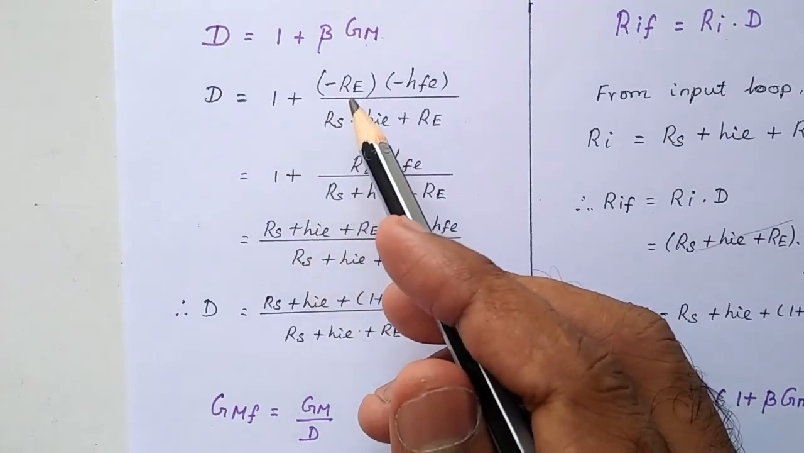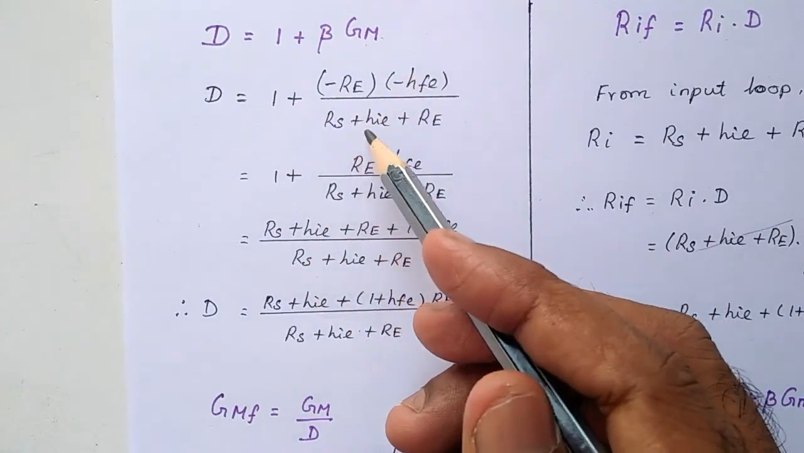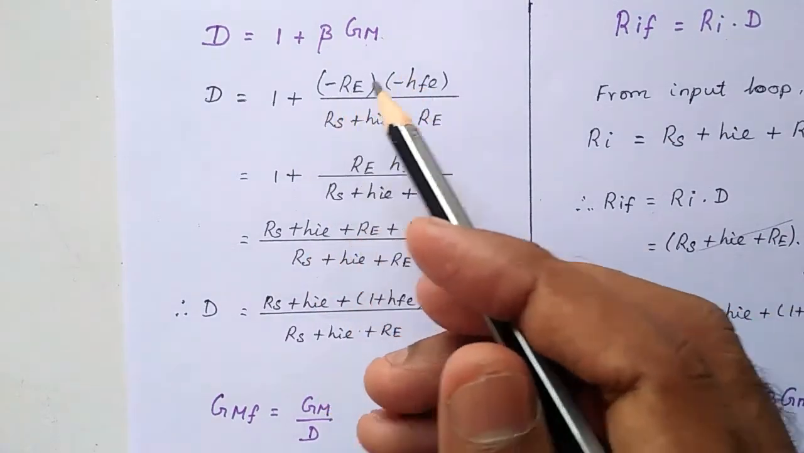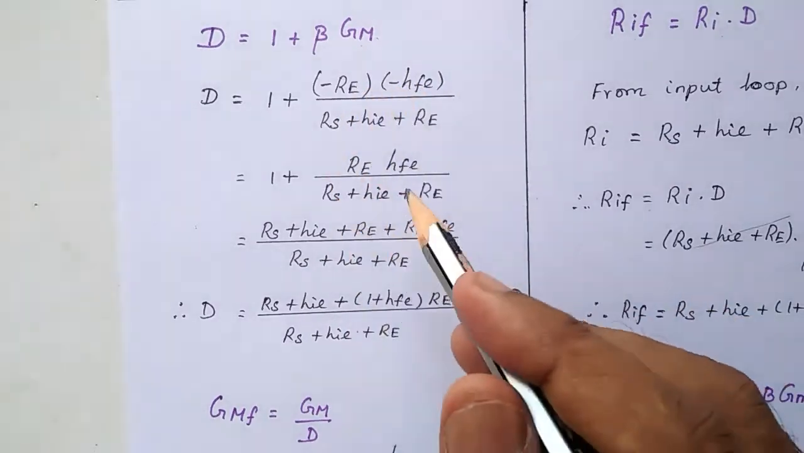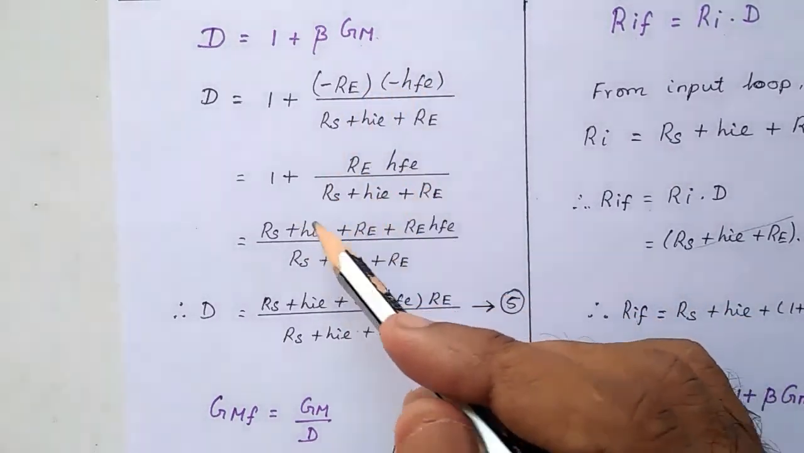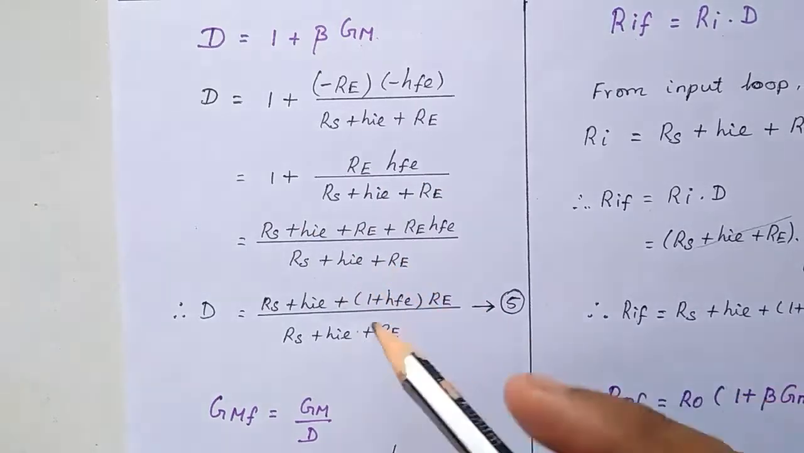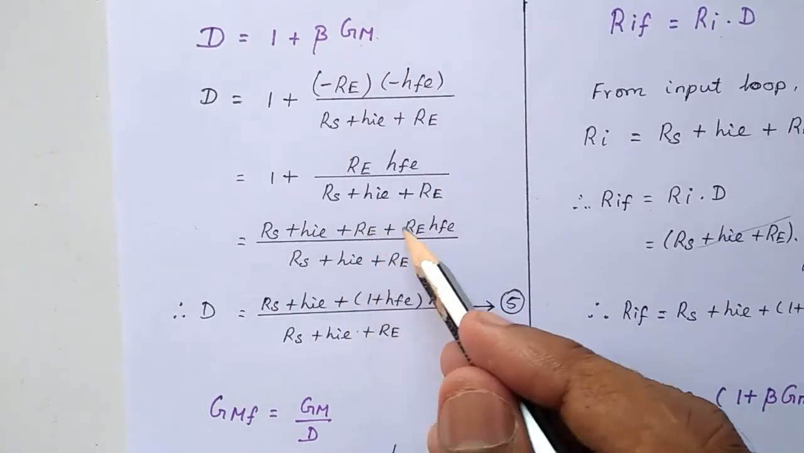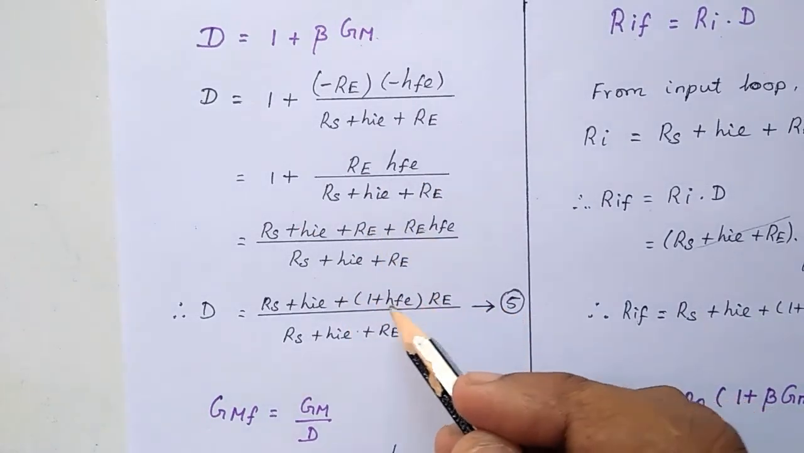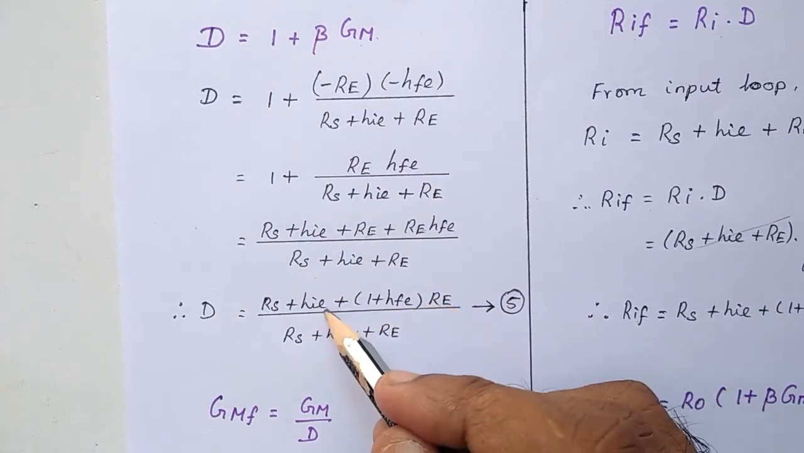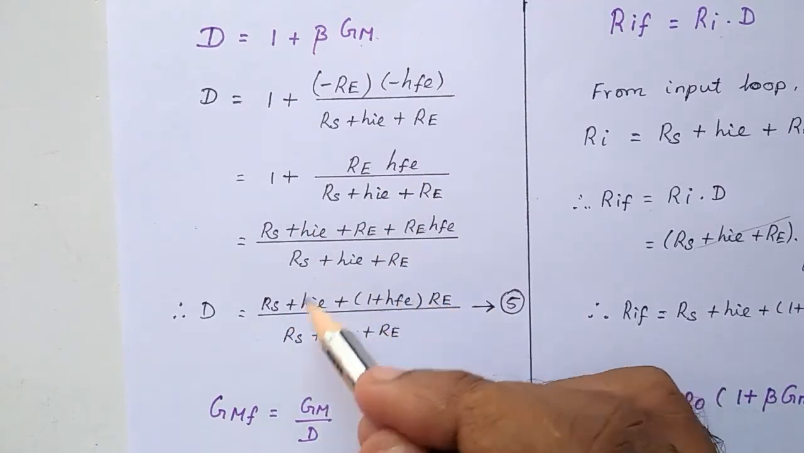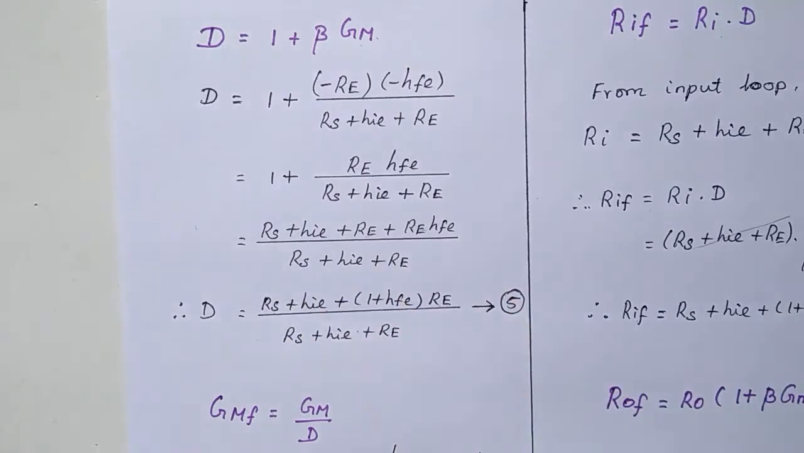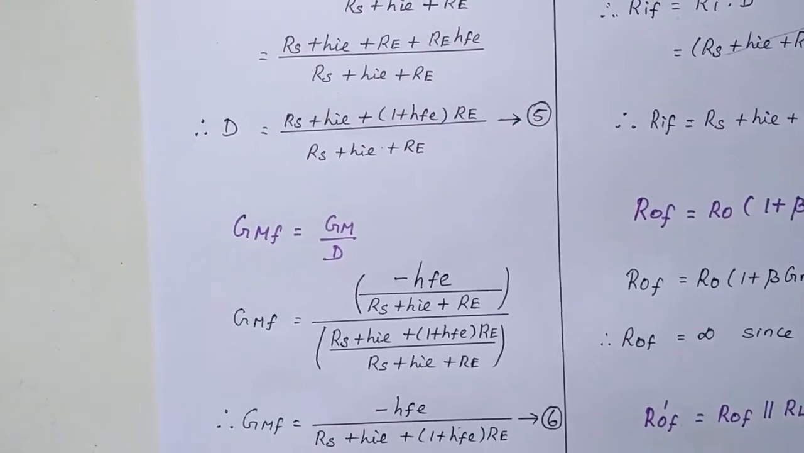So 1 plus minus RE minus HFE by RS plus HIE plus RE. So this becomes product of both minus becomes as positive. Here we take the LCM. Finally the RE term is common for these two. So we brought out 1 plus HFE into RE plus HIE plus RS divided by this expression we are getting. This is equation 5. Next we need to find out GMF.